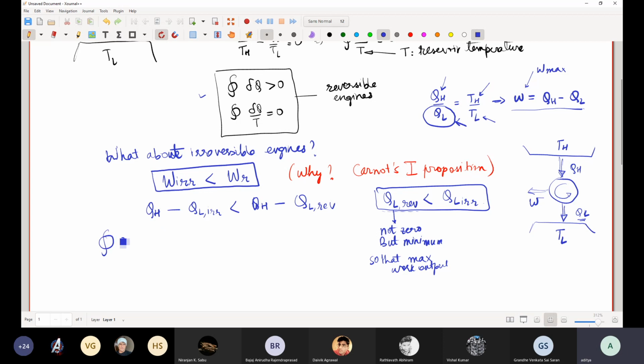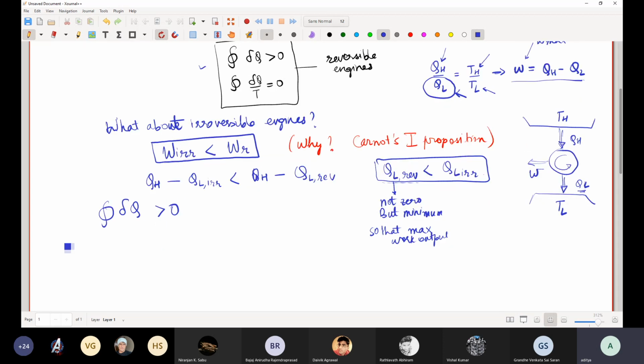What is closed integral del Q? It is still greater than zero. There is nothing conclusive you can say about this. But now what is the closed integral del Q over T? It will be QH over TH minus QL irreversible over TL. What is the sign? Because QL irreversible is larger than QL reversible, this negative term is larger. So what is the sign of this overall term? Negative. It will be less than zero. Very good.